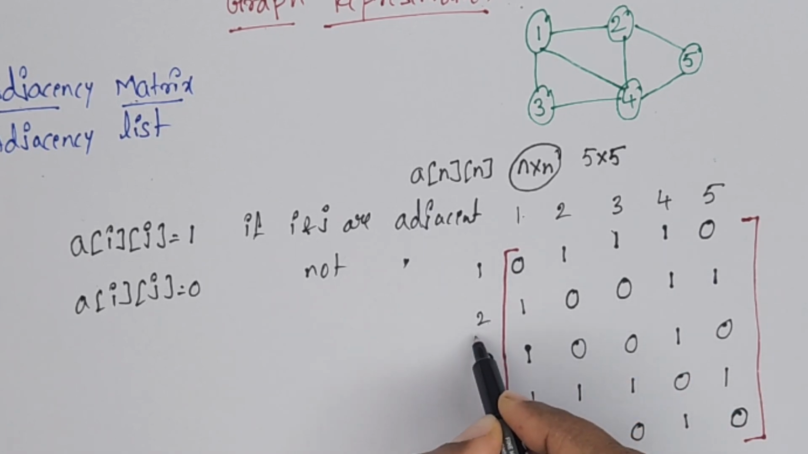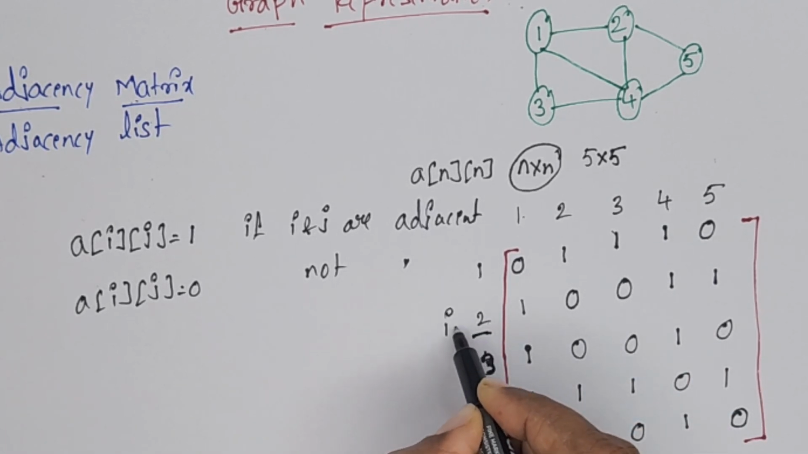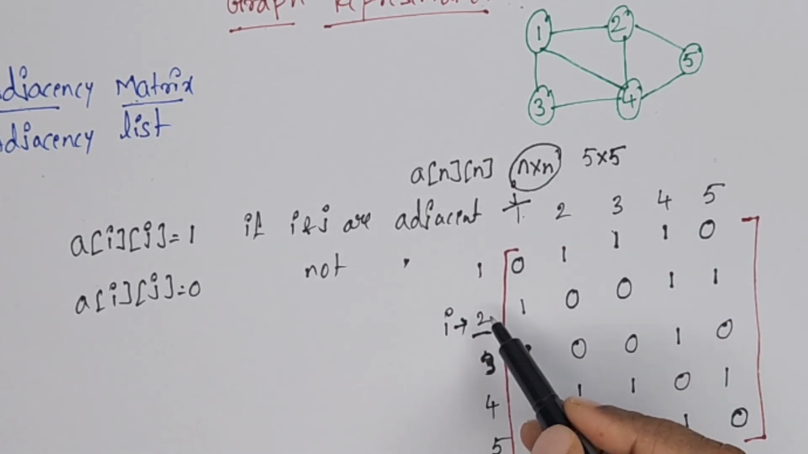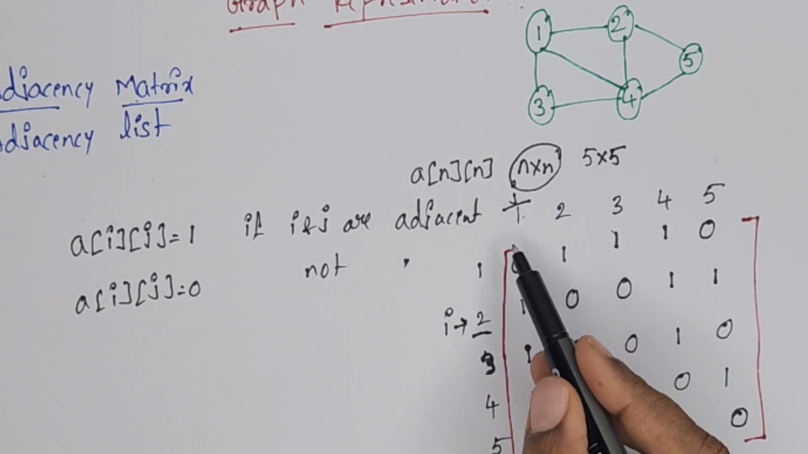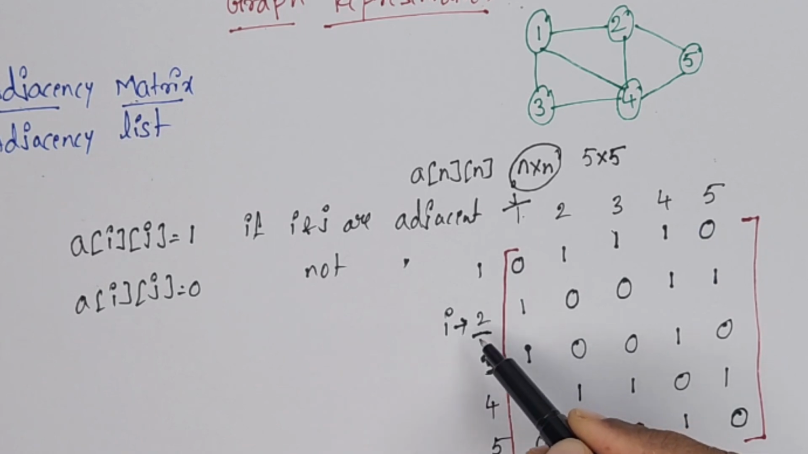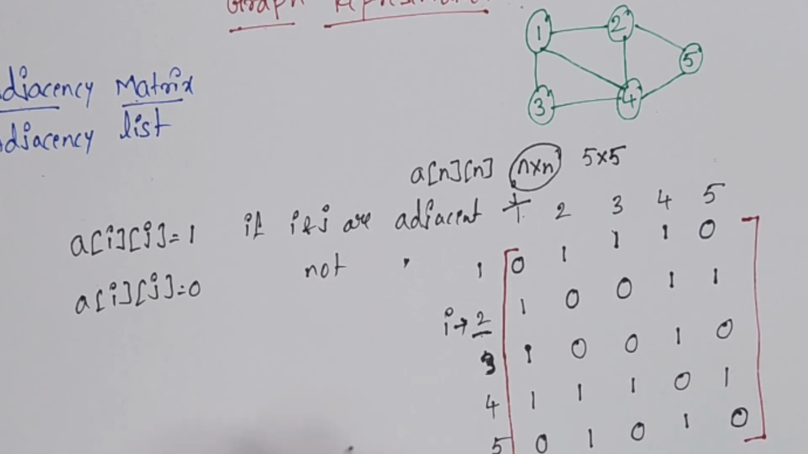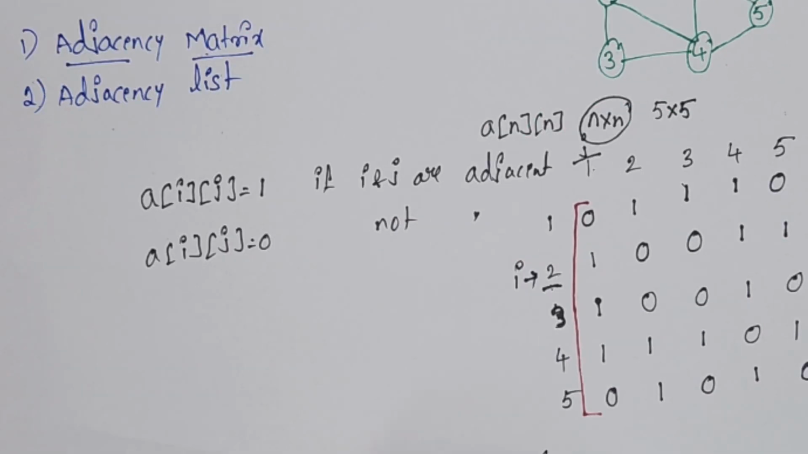For example, 2 is i, and I'm going to start j with 1. 2, 1 are adjacent, so I have assigned value 1. 2, 2, not adjacent, so assign 0. Like this, we have to assign the values. This is the first method, adjacency matrix.